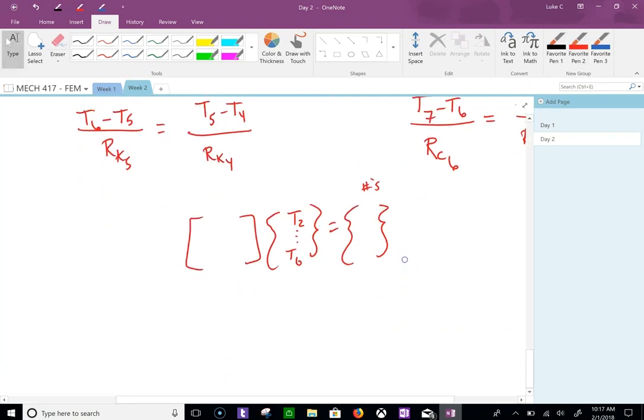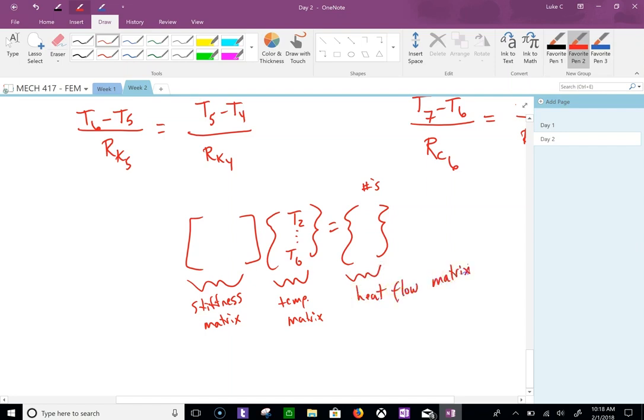This is actually still called a stiffness matrix. This is called the temperature matrix. And this is called your heat flow matrix. You could call it resistance matrix if you wanted to.